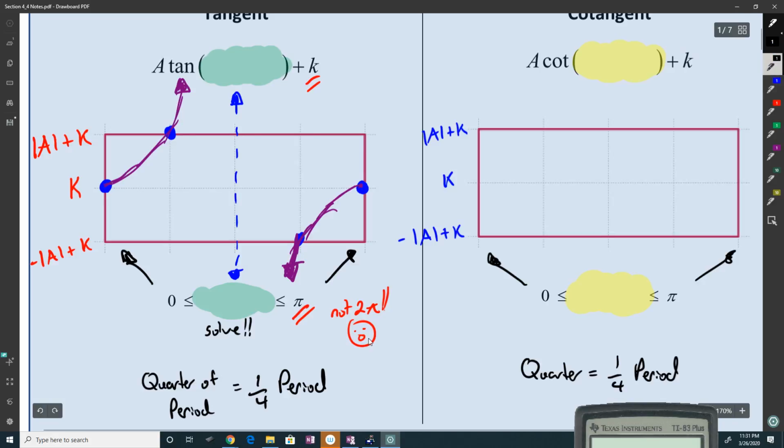Now, the way cotangent looks in comparison to tangent is that cotangent looks like that, where we have vertical asymptotes on the edges. Okay? I did start it that way too close. So we still have that same half parabola shape, but then the parabola turns upside down and it looks like that. So that's cotangent.